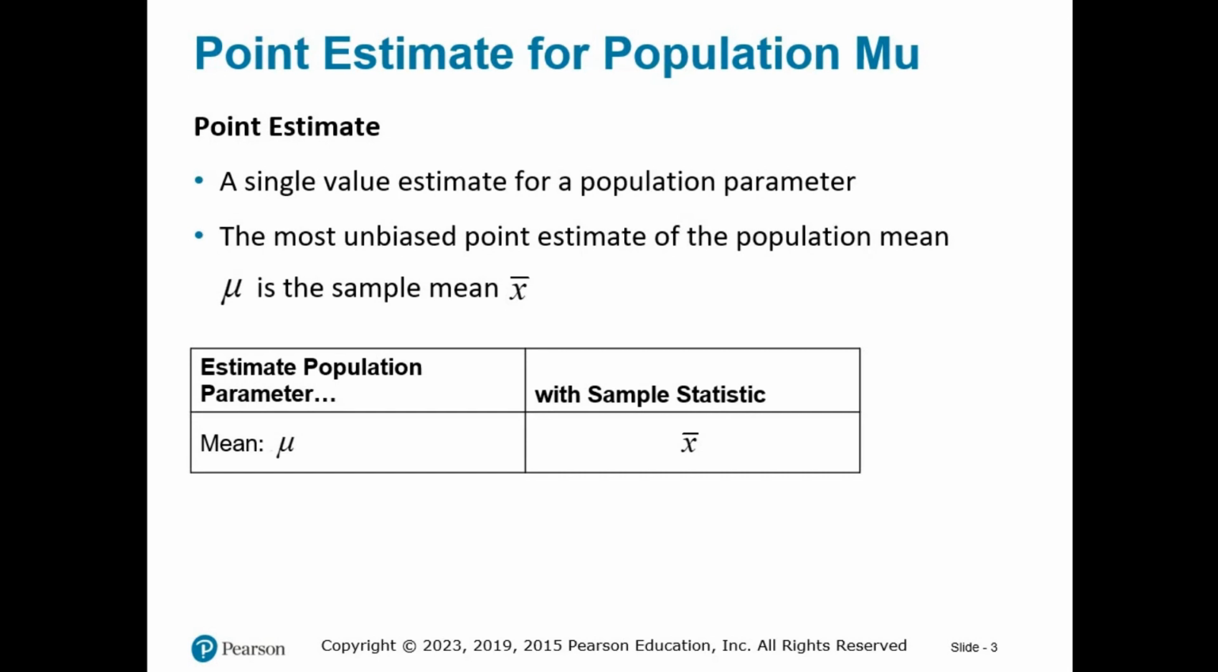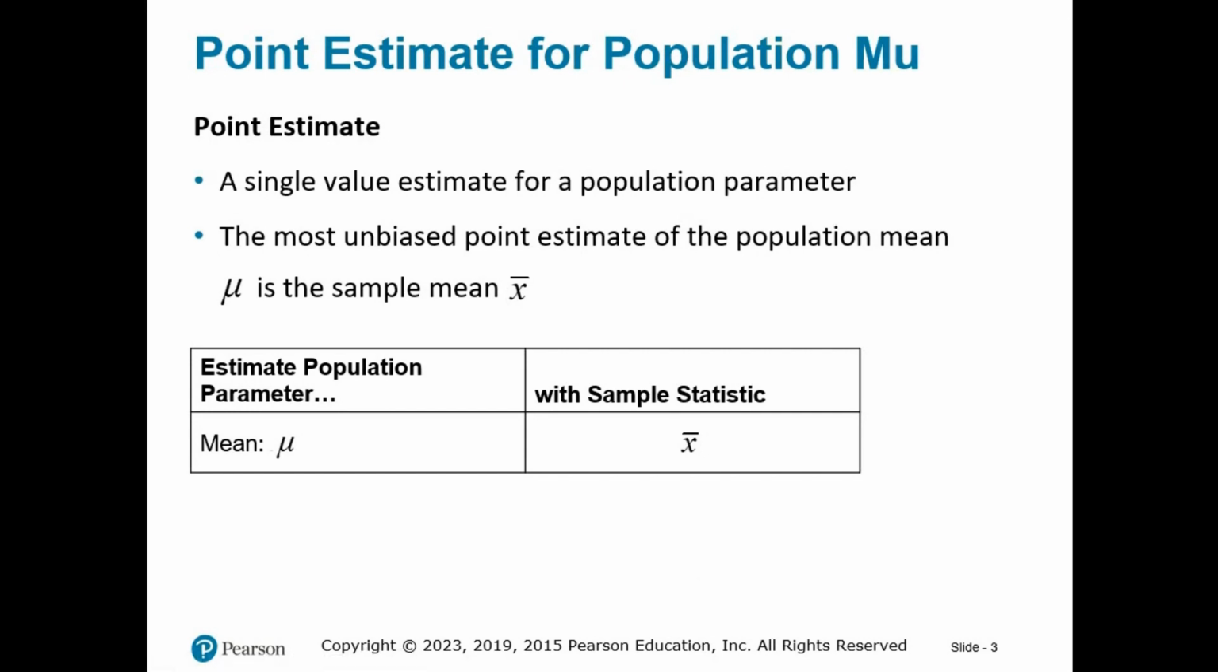The most unbiased point estimate of the population mean, mu, is the sample mean, x bar. Now, we might take a moment here to recall that the average of all possible sample means of the same size, which we called mu sub x bar, meaning the mean of a sampling distribution of sample means, is equal to the population mean mu. So what we say is that x bar is an unbiased estimator of mu.